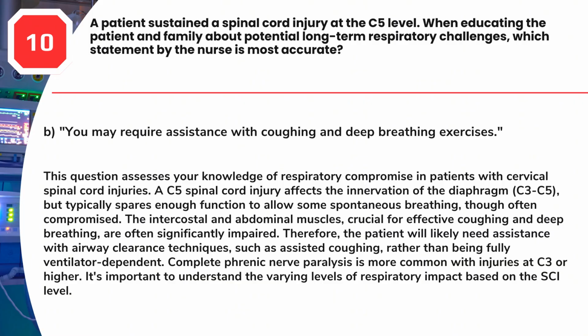The intercostal and abdominal muscles, crucial for effective coughing and deep breathing, are often significantly impaired. Therefore, the patient will likely need assistance with airway clearance techniques, such as assisted coughing, rather than being fully ventilator dependent. Complete phrenic nerve paralysis is more common with injuries at C3 or higher. It's important to understand the varying levels of respiratory impact based on the SCI level.